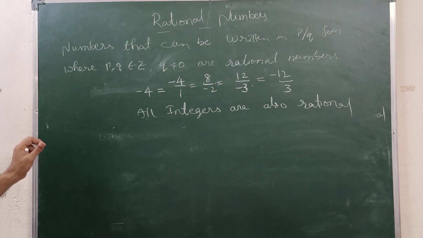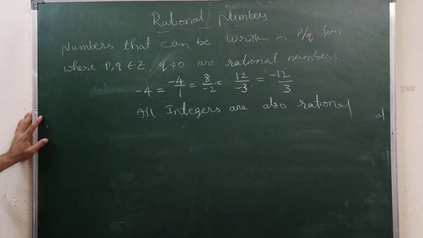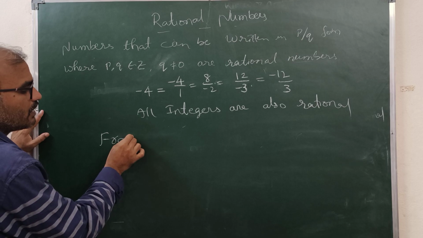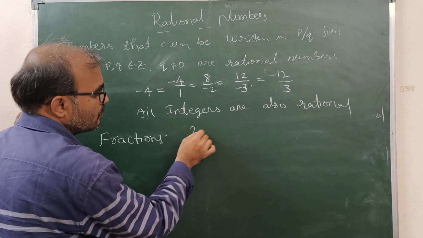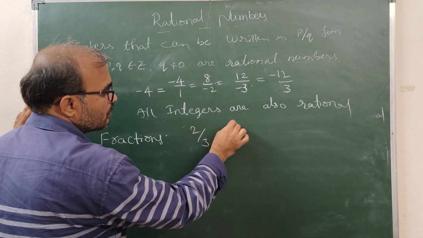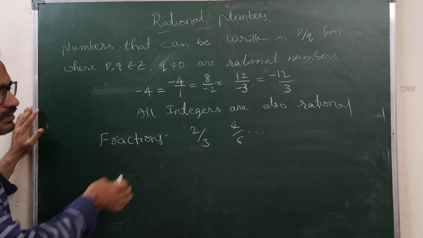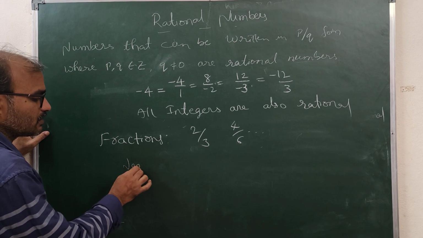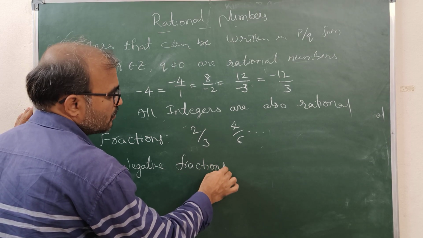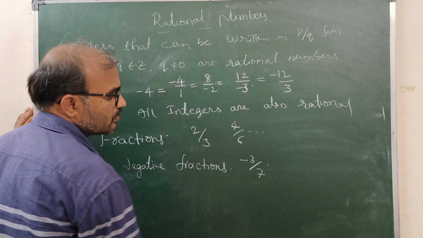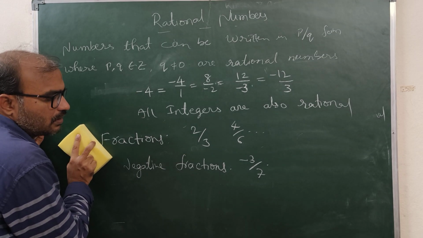Next, after integers, we generally go for fractions. We learn fractions in third class, fourth class, after integers. So what about fractions then? Fractions are already in p by q form, right? If you take any fraction, 2 by 3, 4 by 6, they are already in p by q form. So fractions are rational numbers. What about negative fractions? The negatives of fractions are negative fractions, like minus 3 by 7. Already in p by q form, so they are also rational numbers, right?